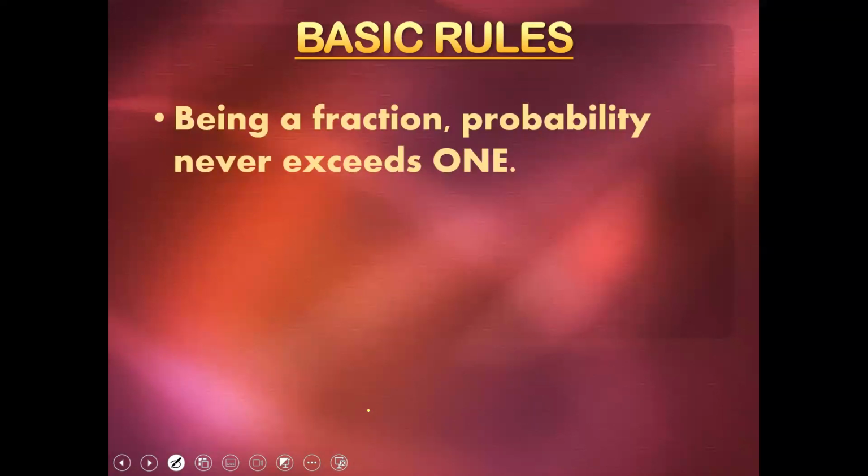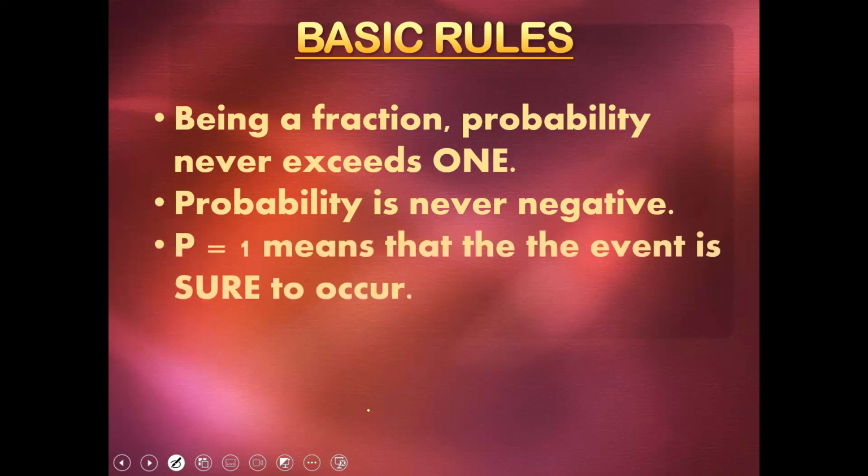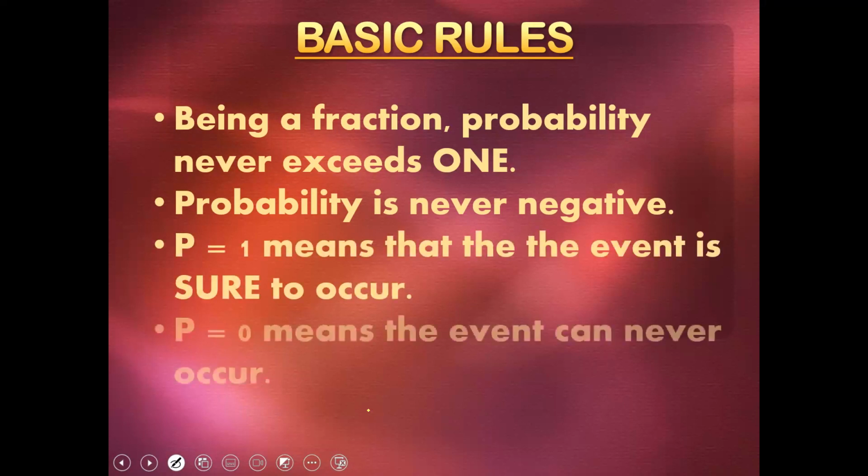Being a fraction, like every fraction, it is part of 1, so it cannot exceed 1. 1/2, 1/3, 1/4: these are called fractions. Probability is never negative. It's a chance of doing something, so it cannot be negative. If probability is 1, it means the event is sure to occur. If probability is 0, it means the event can never occur. So now you have to copy this list.